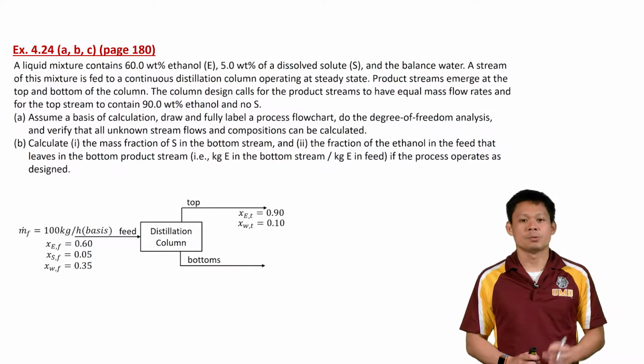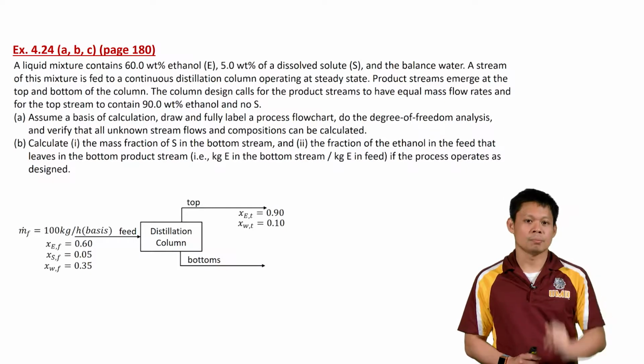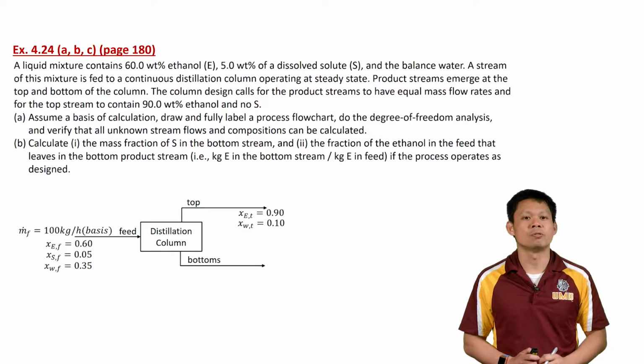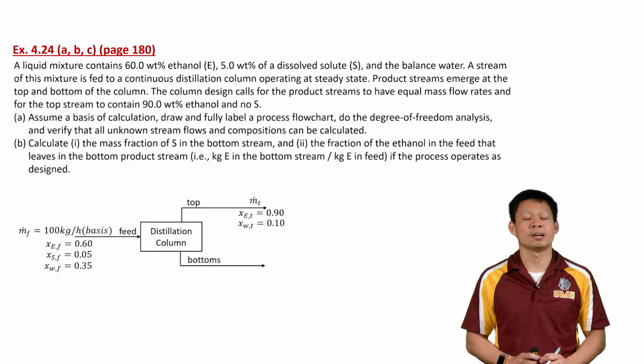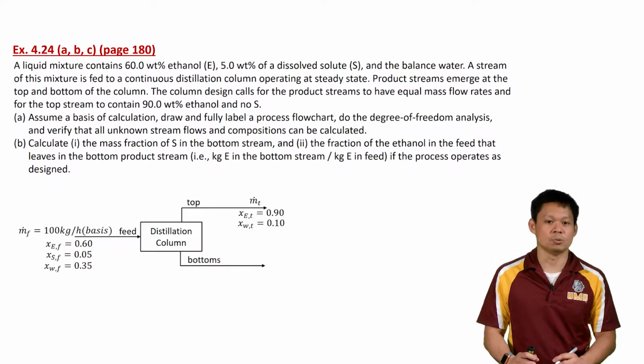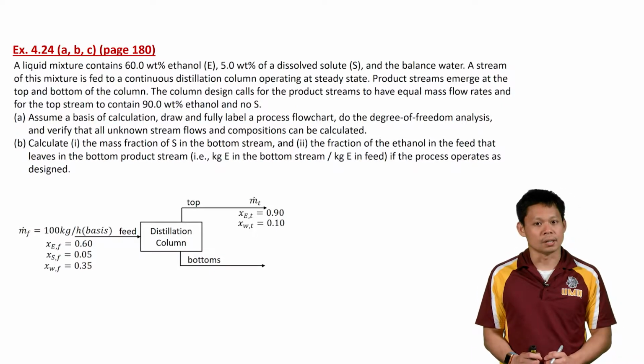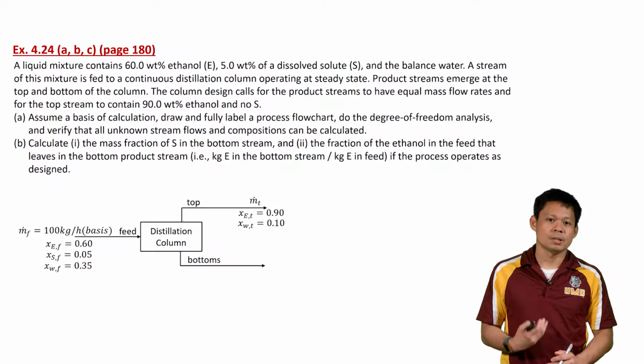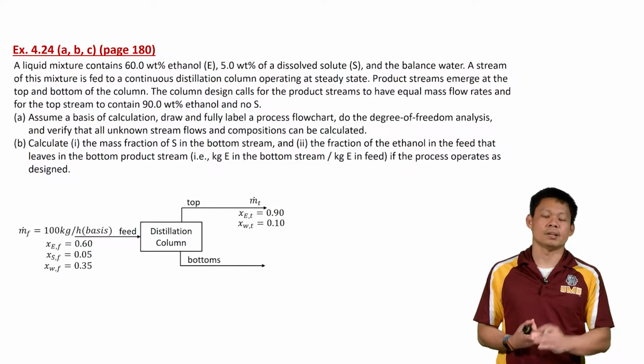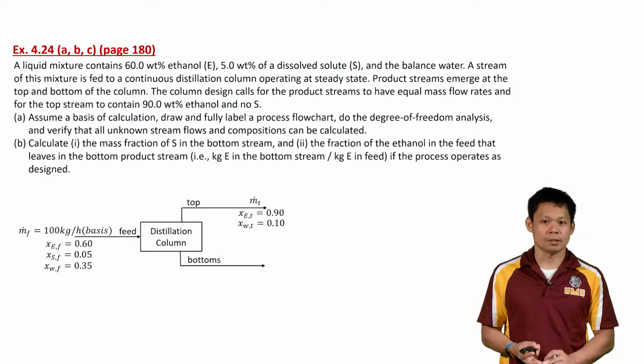In terms of the top stream, we already have the compositions. What we are missing is the overall flow rate. So now we have M sub T, that's one of our unknowns. In the bottom stream, we have absolutely nothing that's given to us. What we do know is that we have all three components in there. We have the ethanol, the solute, and the water.